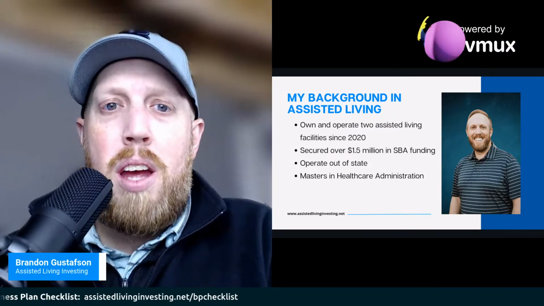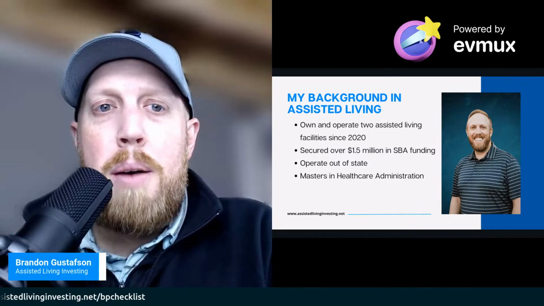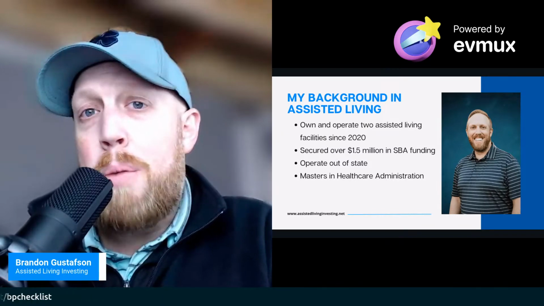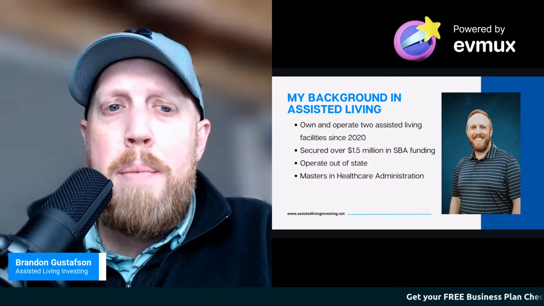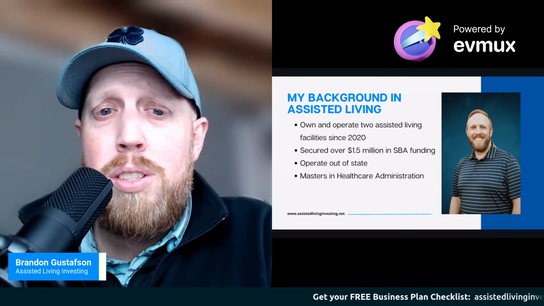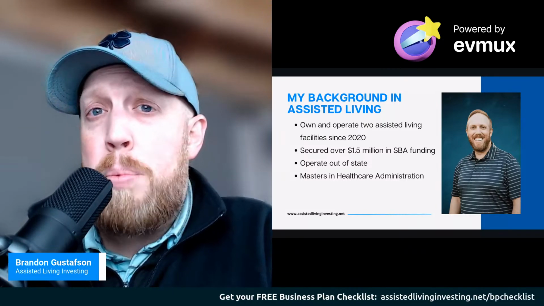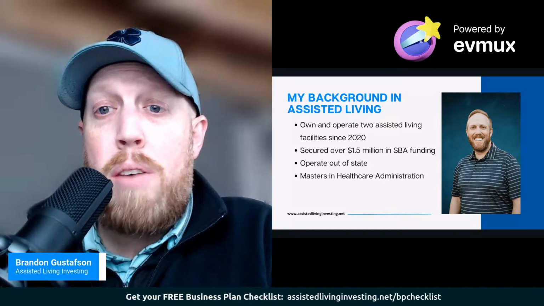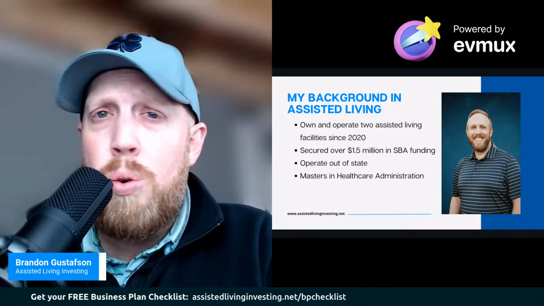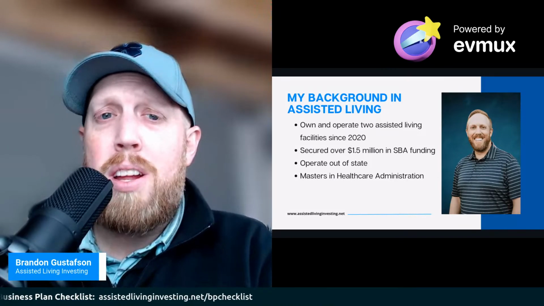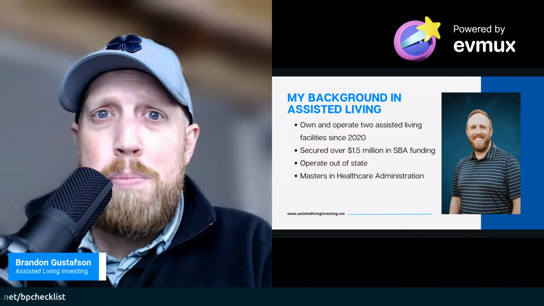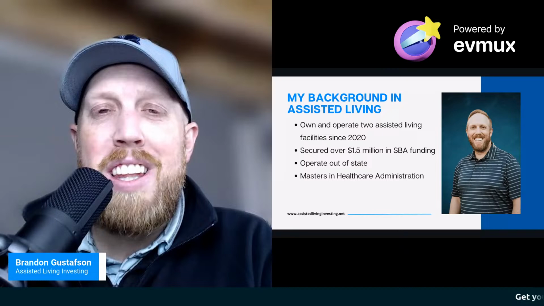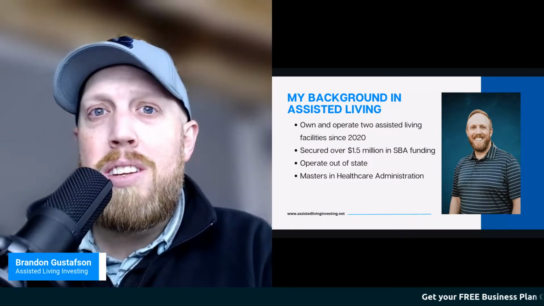So to give you a quick background on me, my background in assisted living: I own and operate 2 assisted living facilities. I've done this since 2020. I've secured over $1.5 million in SBA funding as well, and I operate out of state. I also have a master's in healthcare administration. So I've been doing this for a long time. I understand the healthcare industry, have a lot of experience there, and have worked with banks enough to know how to get the funding that you need. And a key part of that is your business plan.